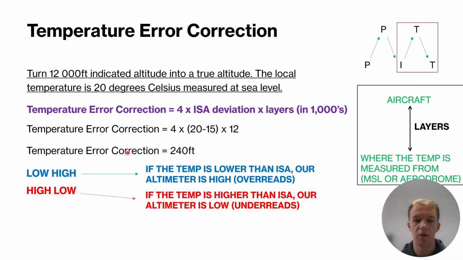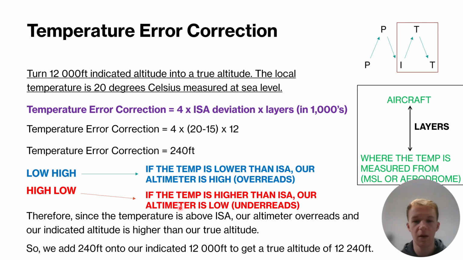In this situation, we're at 20 degrees Celsius, so we're above ISA temperature, above 15 degrees. Therefore, we're looking at high, low. So our altimeter is low, so our altimeter underreads, so therefore our true altitude is going to be the bigger number, bigger by the amount that we've just figured out. Therefore, since the temperature is above ISA, our indicated altitude is lower than true. As a result, we'll add on the 240 to give us an answer of 12,240 feet. So we're finding the difference using our temperature correction formula, finding out whether to add or minus it using low high or high low, and then adding or minusing it accordingly.